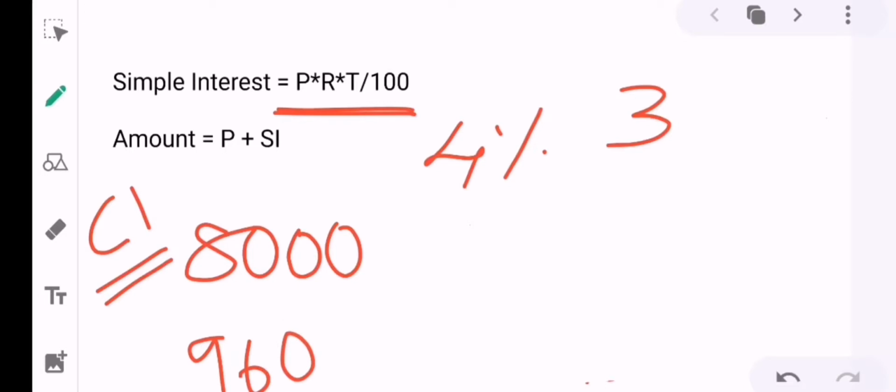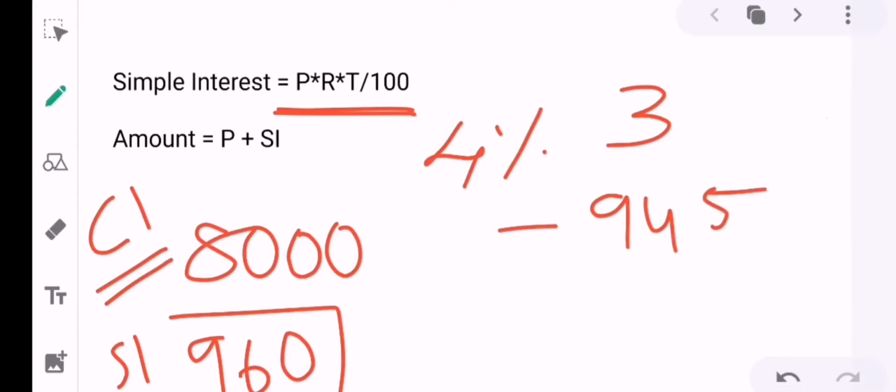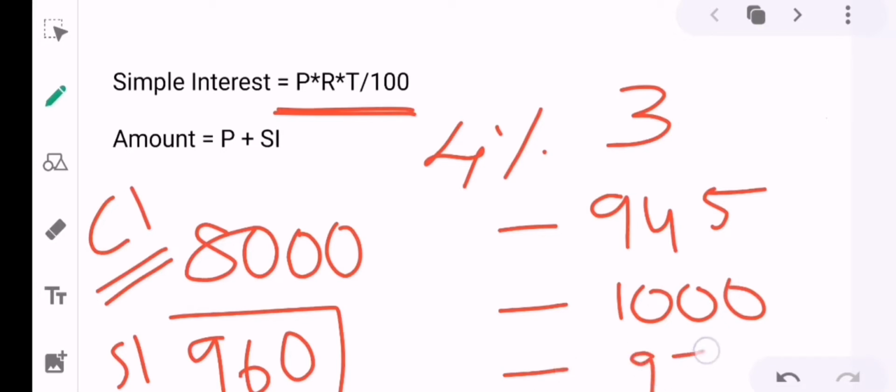So the compound interest is not going to be 960, that is the simple interest, but compound interest is going to be very close to this one. We can find it out also. When you are given options close to that, for example, let's say the answers given are 945, 1000 or 970, which one are you going to choose?